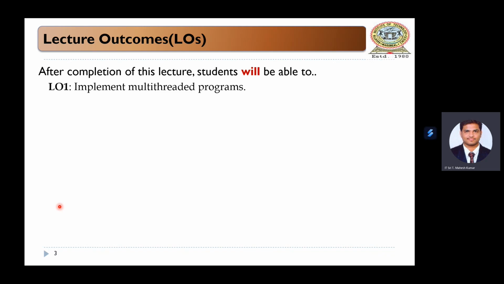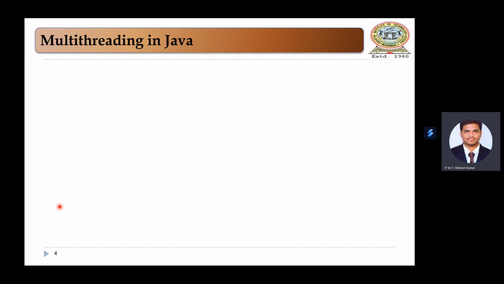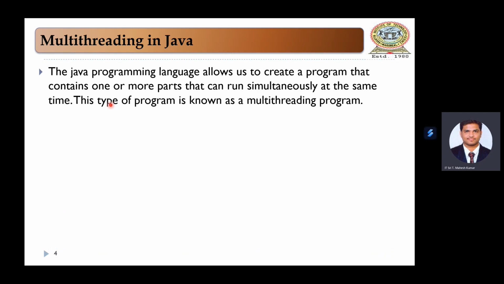After completion of this particular video, you will be able to implement multi-threaded programs while developing your Java-based applications. First of all, what do you mean by multi-threading? Java programming allows us to create a program that contains one or more parts that can run simultaneously at the same time. This kind of program, we'll call a multi-threading program.